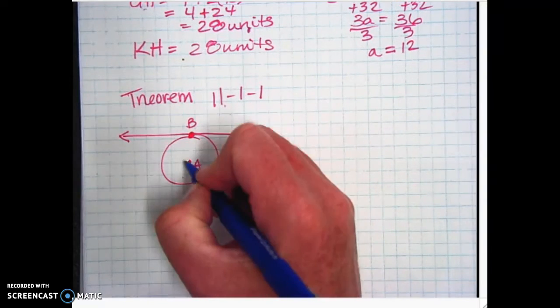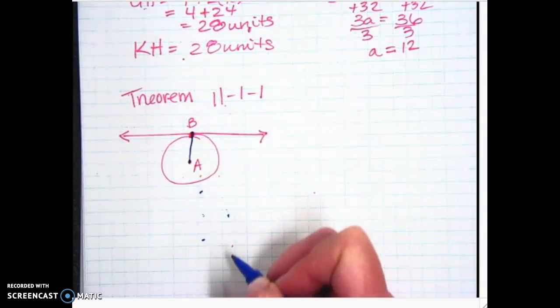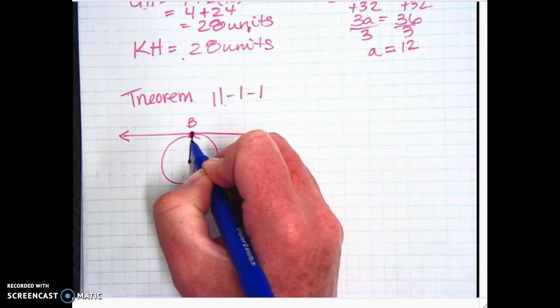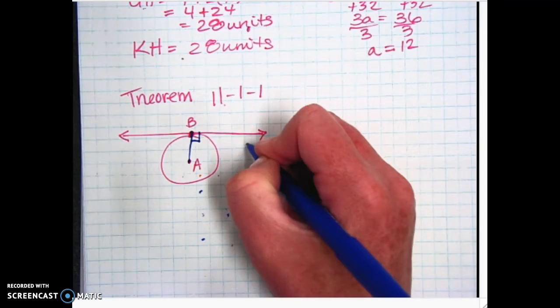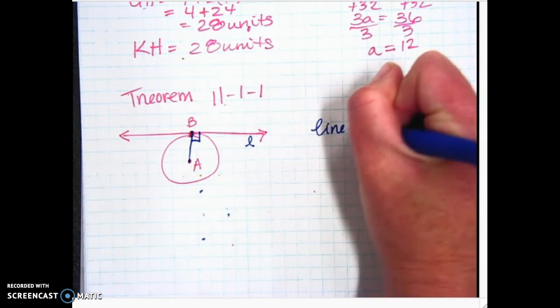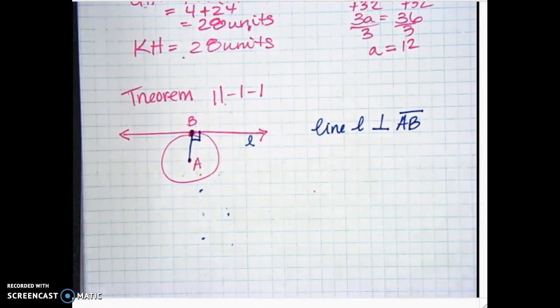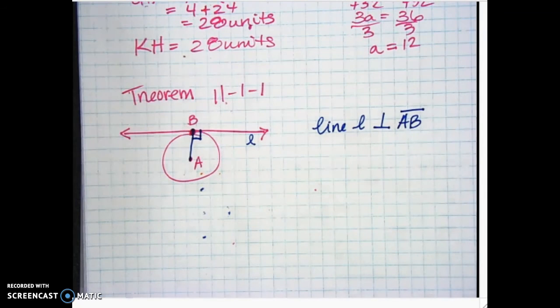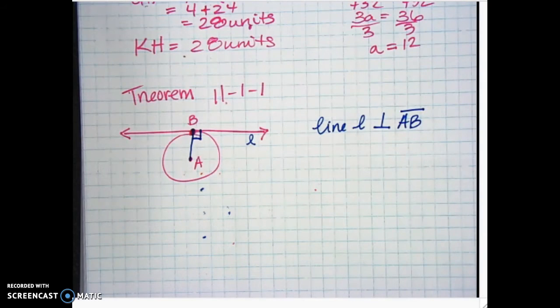And here's what happens. If you connect A to B, that makes your radius A to B, right? But what also happens is it becomes perpendicular. So if we call this line L, call it whatever you want, you're going to say that line L is going to be perpendicular to segment AB. Yes? This one's 11-1-1. It doesn't matter which box you put it in. You've got 3. Just put it in any of the 3. Okay?